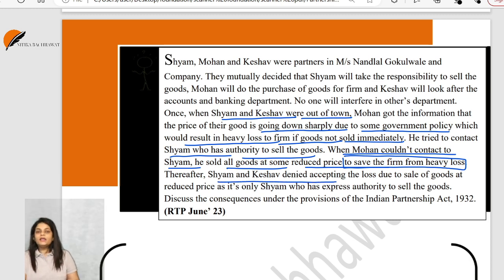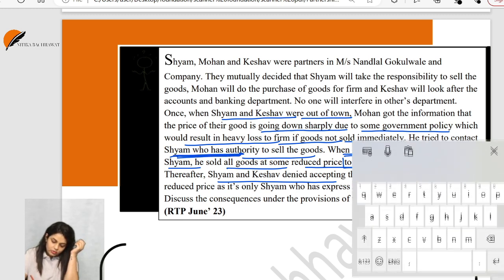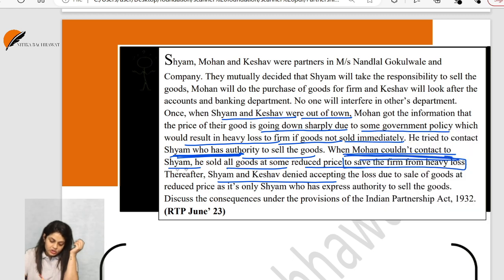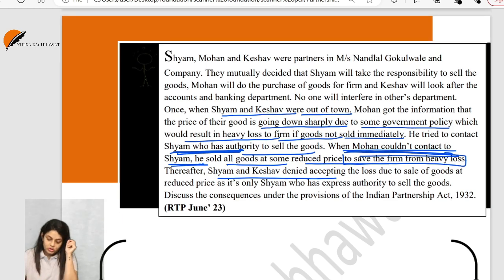Generally, a partner has no authority to do the work for which he has not been given an authority. That means if his implied authority does not empower him, he cannot do the work, and if he does the work, the firm is not liable. But in case of an emergency, if a partner acts outside his authority just to save the firm, the firm is liable. Here, he was unable to contact Shyam, and the reason he took the step to sell the goods is to protect the firm from loss. So is the firm liable?